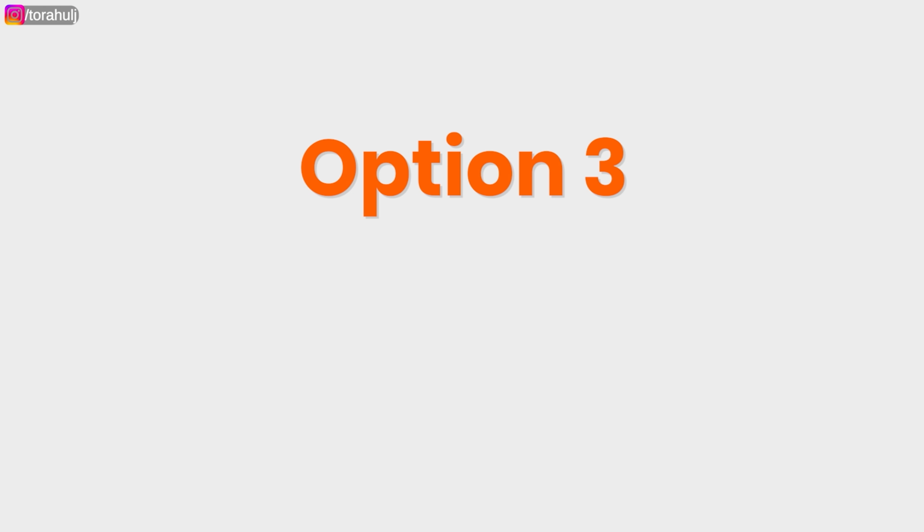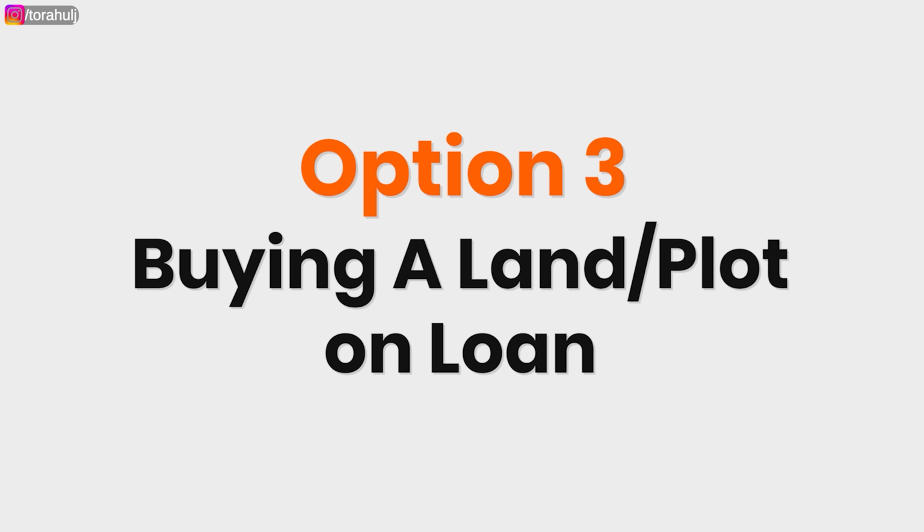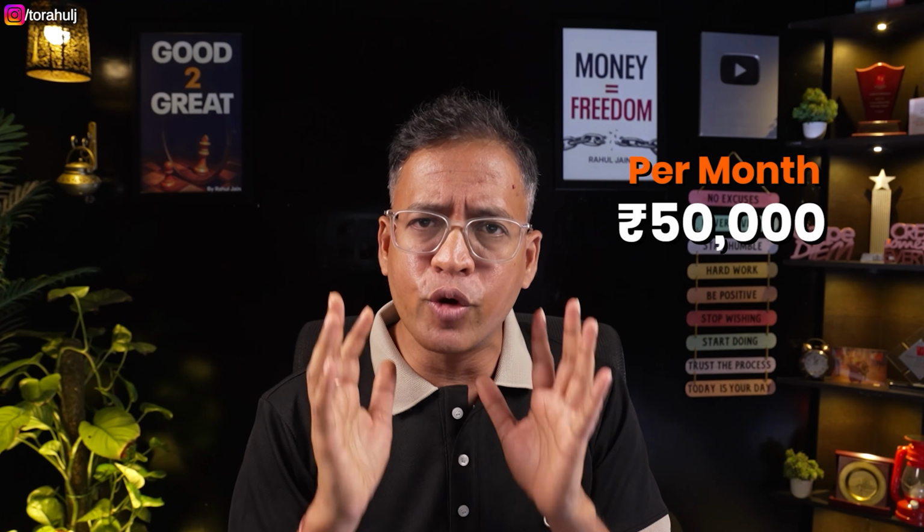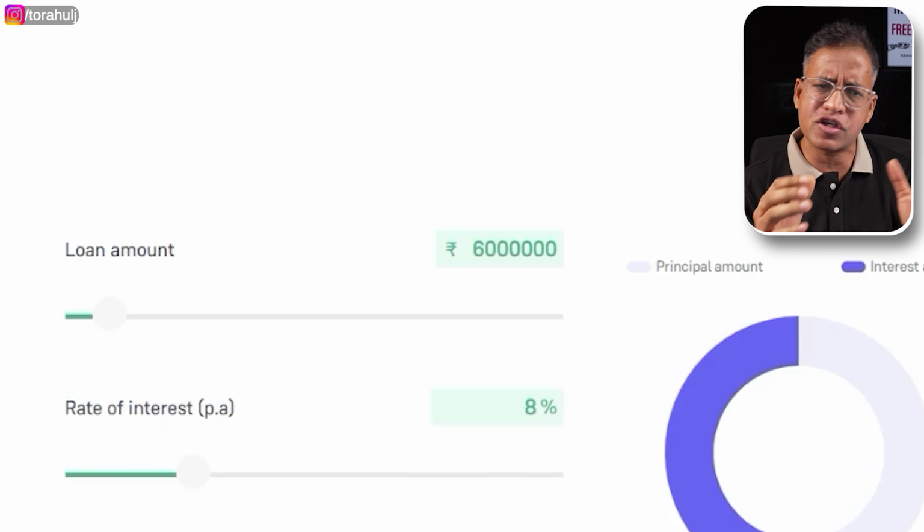But let's go to option number 3. Coming to option number 3, taking a loan and with that loan amount buying a plot or a piece of land and then start paying the EMIs, 50,000 rupees per month. Now, in order for me to be able to buy a land, let's say I'm going to take a loan of around 60 lakh rupees because I've done some maths here.